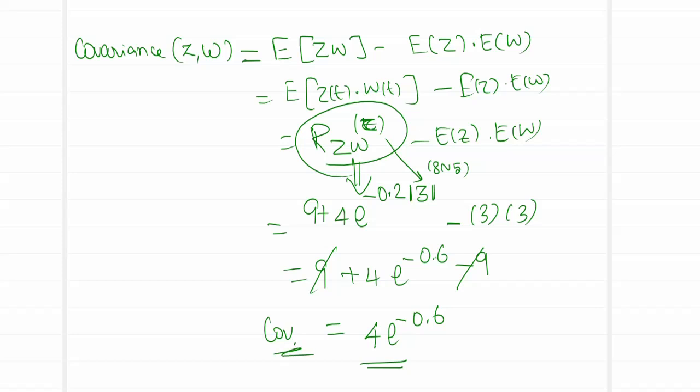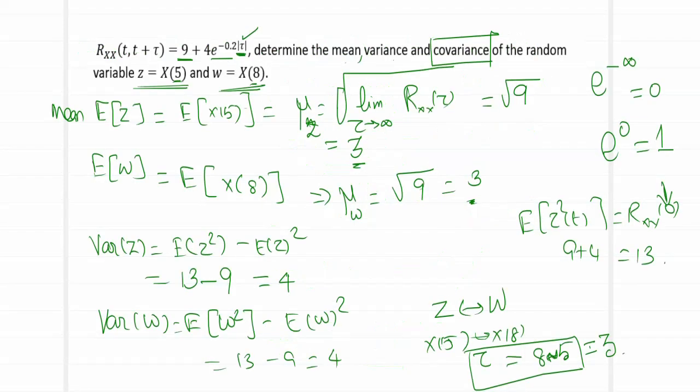So what we have estimated till now, we have estimated the mean, variance and covariance of any given autocorrelation function using the properties of autocorrelation which we have studied.